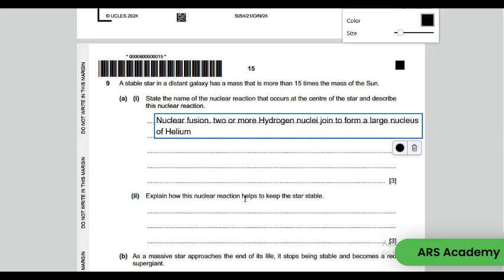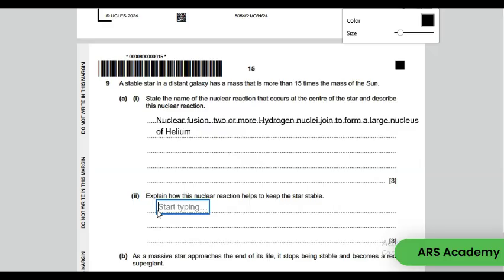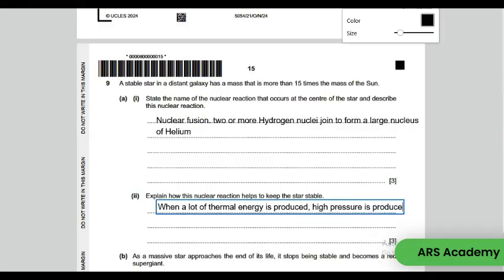Part 2. Explain how this nuclear reaction helps to keep the star stable. So the reason is, when a lot of thermal energy is produced, it produces a very high pressure, and this pressure balances the inward gravitational force of the star. So we can write the transfer of thermal energy produces high pressure and the inward gravitational force is balanced due to it.